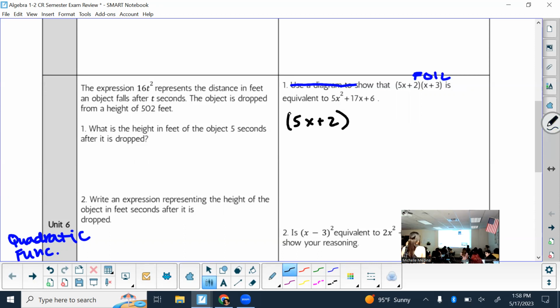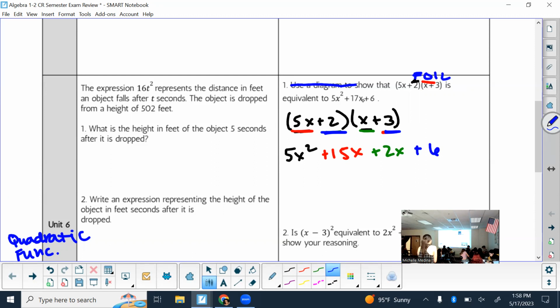5x plus 2 times x plus 3. What does FOIL stand for? So then multiply the first terms. What's 5x times x? 5x squared. And then the outer terms, 5x times 3. What's that? The inner terms, 2 times x. What's that? And the last terms, 2 times 3 is 6, and then it doesn't quite look like this yet.